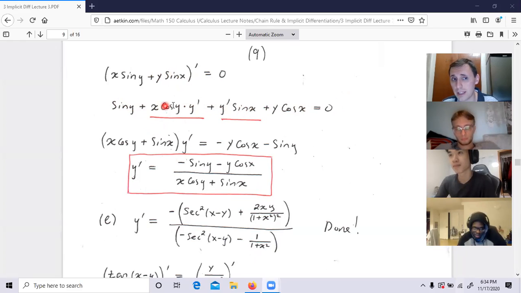We move everything that doesn't have a y prime to the right and everything that has a y prime to the left. You see, I underlined it. I can factor a y prime from this red expression. So I have x cosine y plus sine x times y prime equal to everything else moved across the equal sign. And then I simply divide, and I have my y prime. Naturally, because I did not know what y is, the y prime is described not in terms of x, but in terms of x and y.